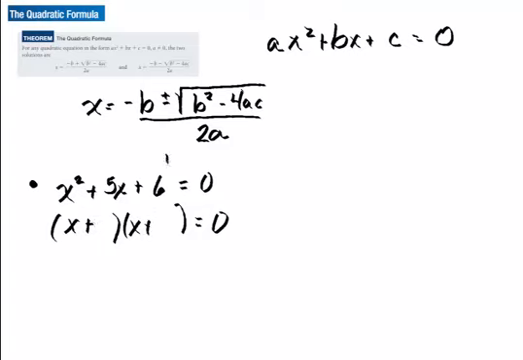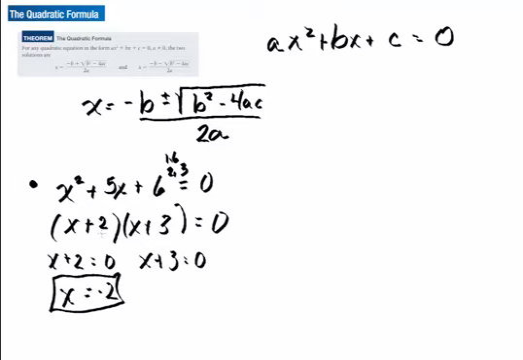Factors of 6 are 1 and 6, or 2 and 3. 2 and 3 are going to make that 5, and then what you did here is you said x plus 2 equals 0, or x plus 3 equals 0. And if x were equal to negative 2, that would make this equation equal 0, or if x is equal to negative 3, that would also work. So we spent a lot of time doing this.